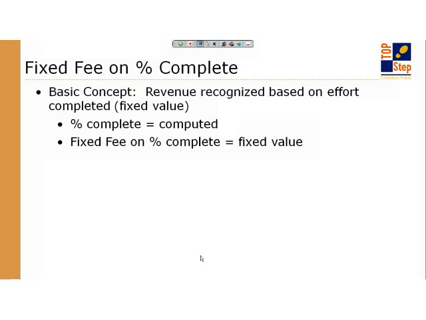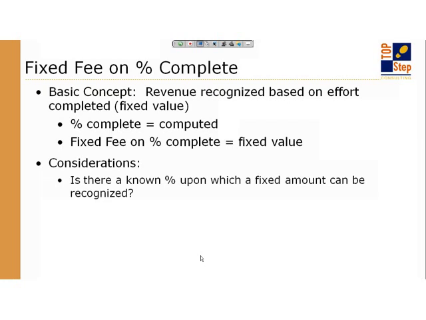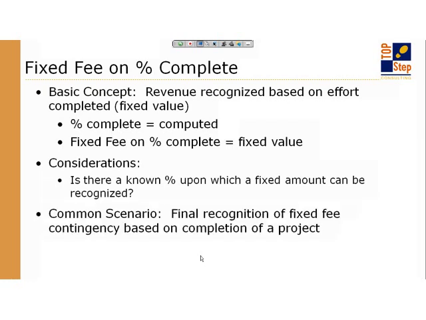The considerations for this rule are pretty straightforward. Do you know at what point in time, in percentage, that you need to take a certain amount of revenue? I rarely see this fixed fee on percent complete used, only because that tends to be more of a milestone billing type activity, and revenue recognition tends to be related more to the percent complete or the as-built. But a common scenario for using this fixed fee on percent complete is to set up a cleanup recognition rule.